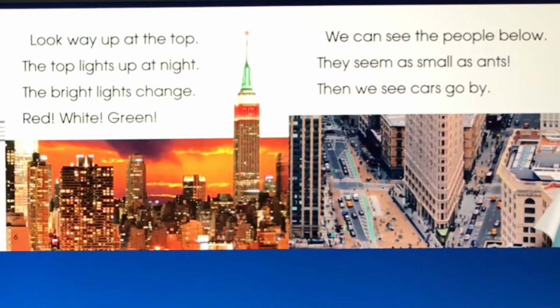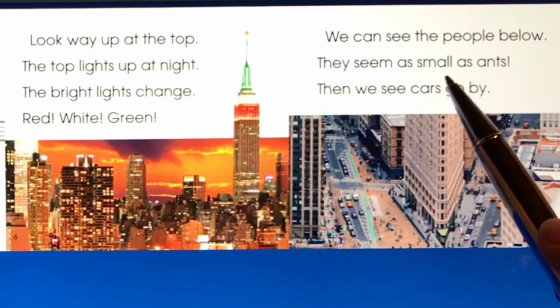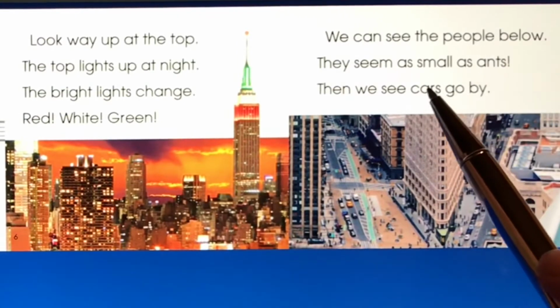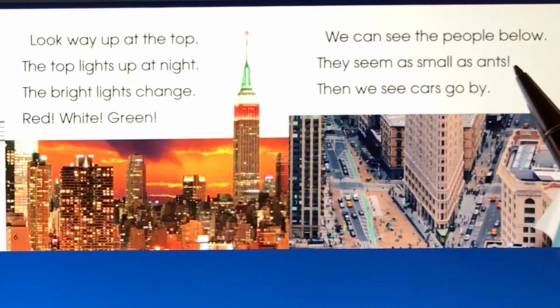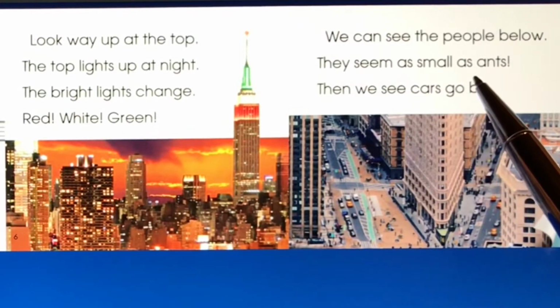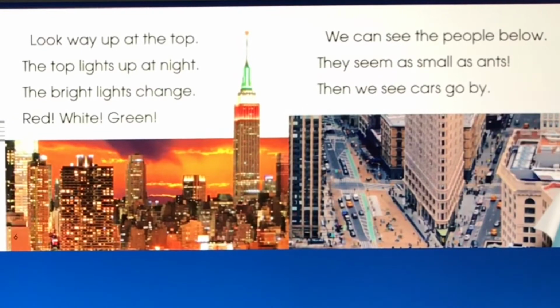The simile is, they seem as small as ants. We know it's a simile because the author is comparing people to ants, and the author is using the word as to make that comparison. And it's true, if you're very high up in the air, people can look as small as ants.